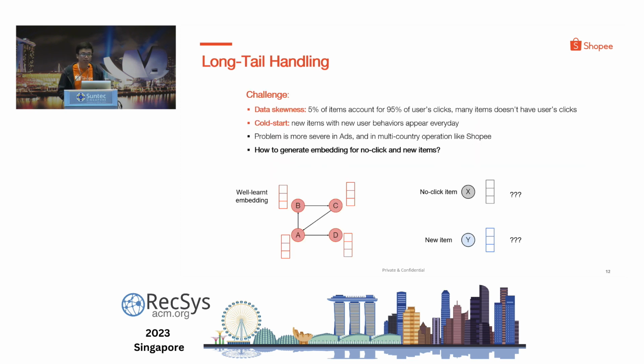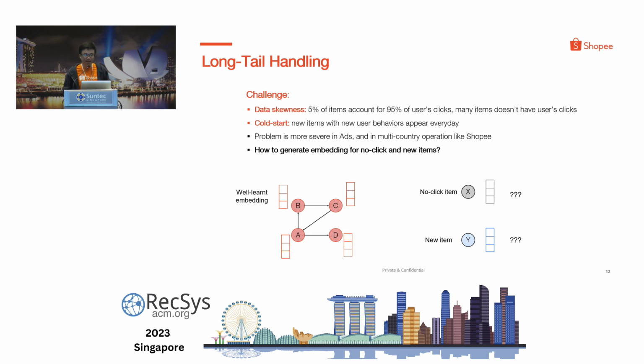The third problem is long tail handling. We encounter two kinds of troublesome items. First is items that have low clicks, because 5% of items account for 95% of user clicks. That means you have a huge amount of items with no user click whatsoever. Second is cold start. That means every day there are new items with new user behavior appearing. The problem is even more severe in ads, because that's why people use ads, right? They pay money so that their new item or their low click item can have a better chance.